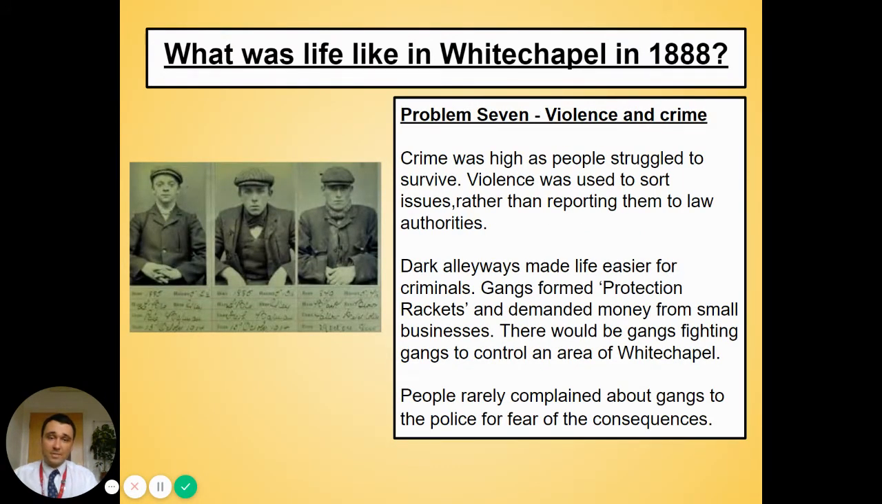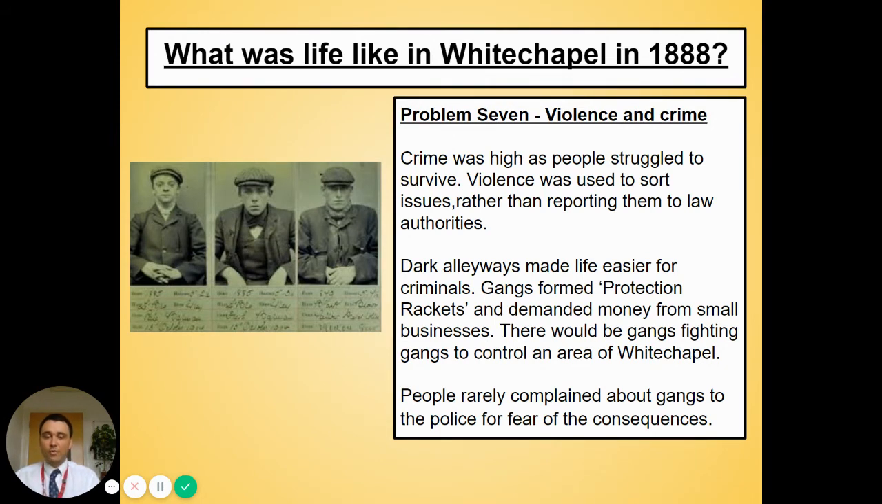And finally, problem 7 of violence and crime. Crime was high because people were struggling to survive, and so that meant people turned to crime to get money. We've already seen the fact that it was difficult to get regular paid work. And violence was used to sort issues out rather than reporting them to local law authorities. People didn't trust the police, people were scared of gangs finding out that they'd reported them to the police. The fact that Whitechapel had dark alleyways as well, it made life so much easier for these criminals.